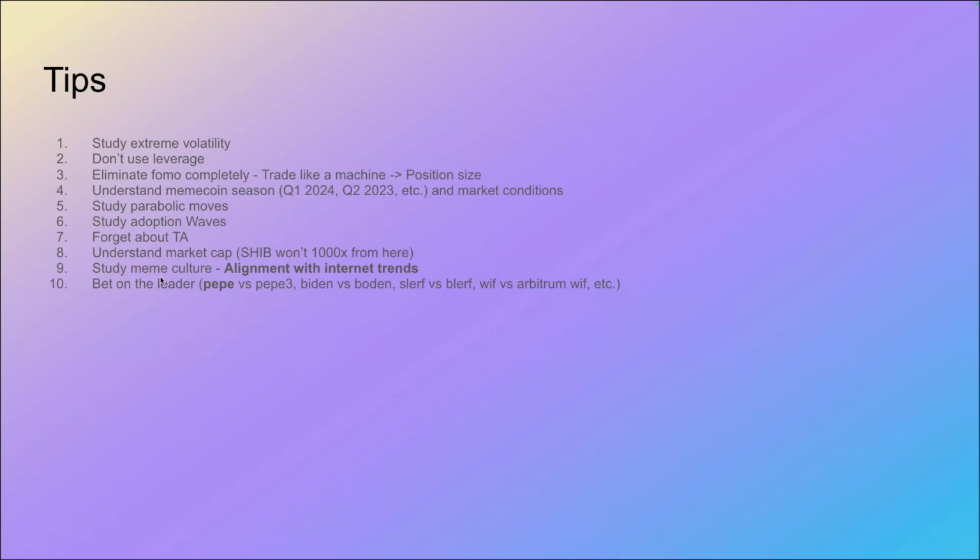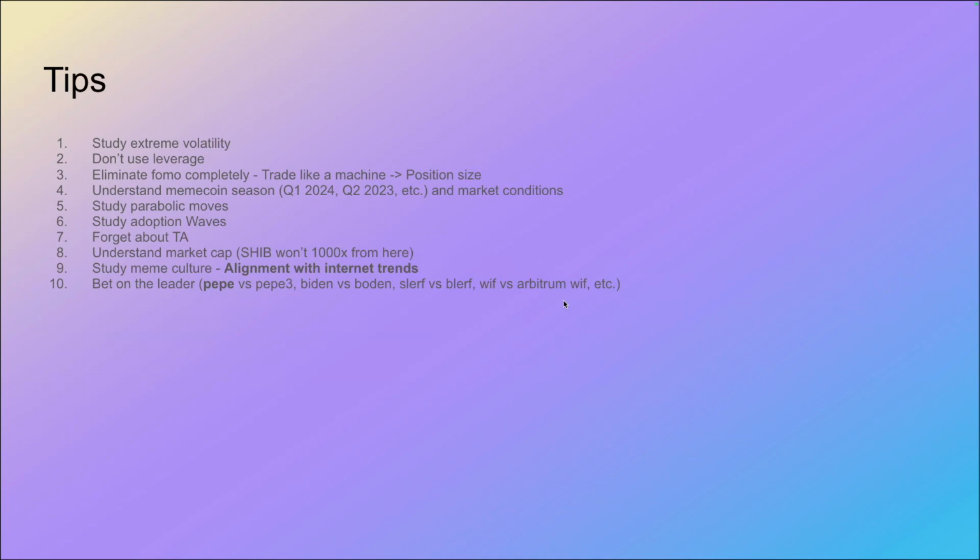A bet on the leader. We talked about Pepe. Generally speaking, in crypto, betting on the leader, the first and the biggest, more established project, is a good bet. But in meme coins, data shows that this is not a good thing to do. For example, Pepe, and quickly after Pepe, we had Pepe 2, Pepe 3. When we have a successful project, for example, Slurf on Solana, quickly people will launch Slurf on Base, or if WIF is successful, people will launch BNB WIF and Arbitrum WIF, etc. But usually these do not perform well.